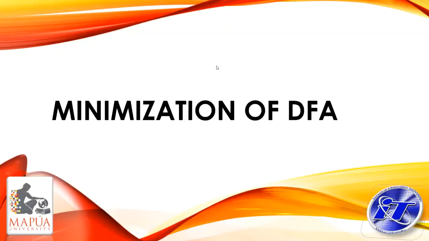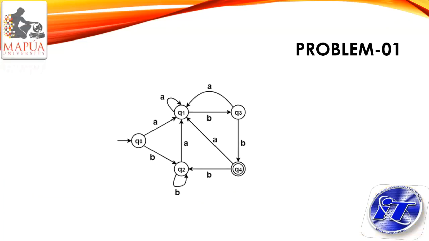Let's continue our discussion about minimization of DFA. So let's solve problem 1. In this automaton, we have 5 states, Q0, Q1, Q2, Q3, and Q4, where Q4 is the final state. And our alphabet is A and B.